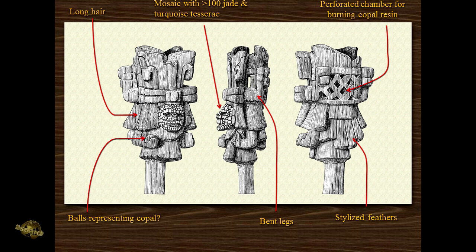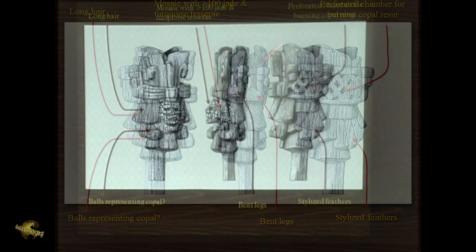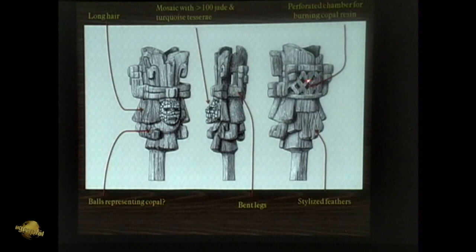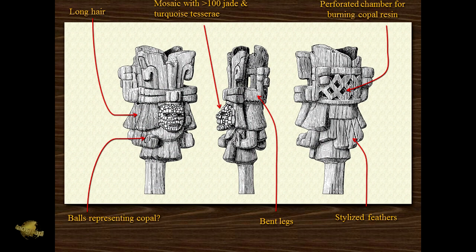The face of the thing was a mosaic with over 100 jade and turquoise tesserae, or little tiles. Here's the perforated chamber for the burning copal resin. Stylized feathers. Here you can see the bent legs. And here are the balls that may represent the copal. That's a lot of work for something they threw away.